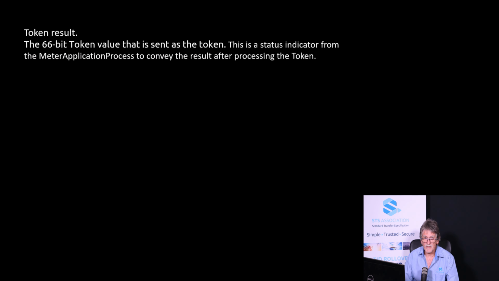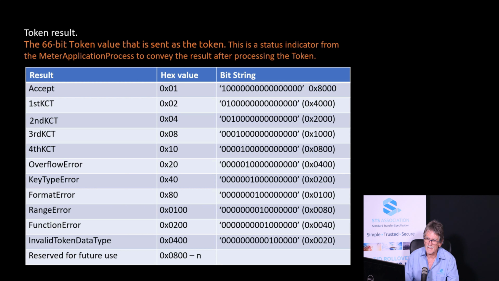The token result is the 66-bit token value that is sent as the token. This is a status indicator from the meter application process to convey the result after processing the token. Here, there's quite a few more. 01 means the token was accepted. Then you've got first key change token, second, third, or fourth key change token.